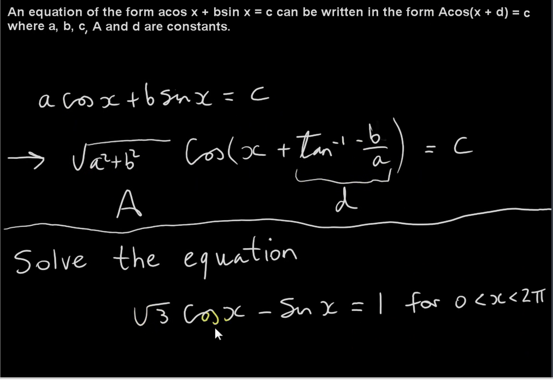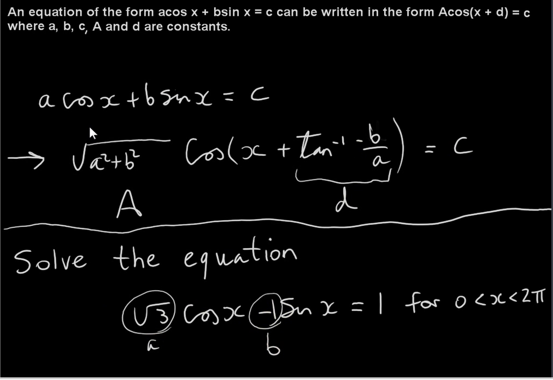Let's solve the equation root 3 cos x minus sine x equals 1 for x between 0 and 2 pi radians. So we see that this expression here has the same form as this expression here. So by comparing, we can note down what small a and small b are. And then we can just plug them into this to get this simpler equation. And we can also get d by getting the inverse tan of minus b over a. Actually a is root 3 in this case. B is minus 1.